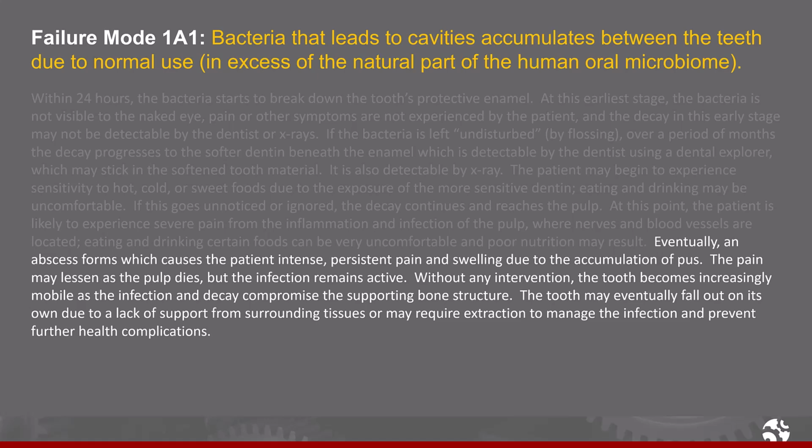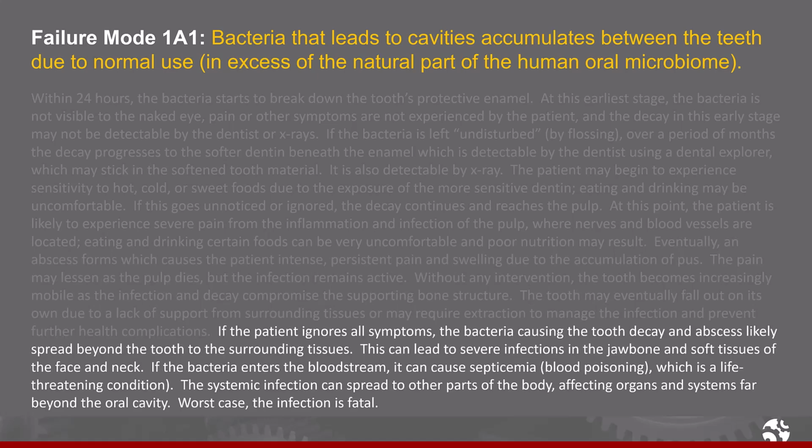Without any intervention, the tooth becomes increasingly mobile as the infection and decay compromise the supporting bone structure. The tooth may eventually fall out on its own due to a lack of support from surrounding tissues, or may require extraction to manage the infection and prevent further health complications.